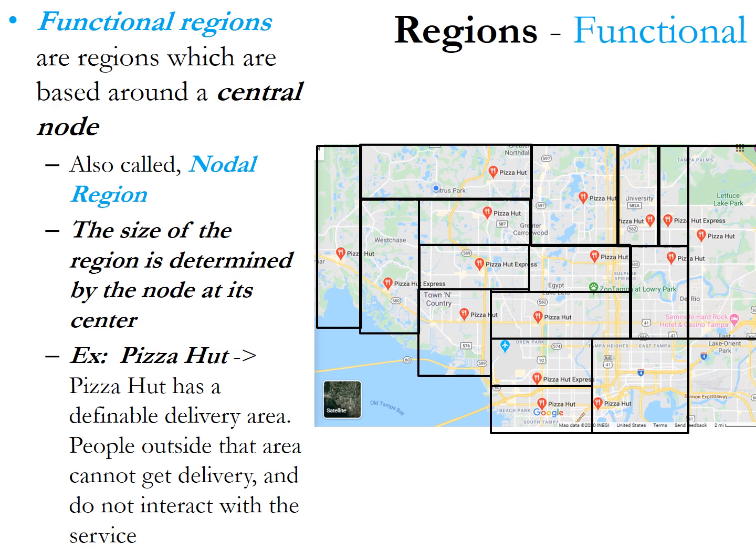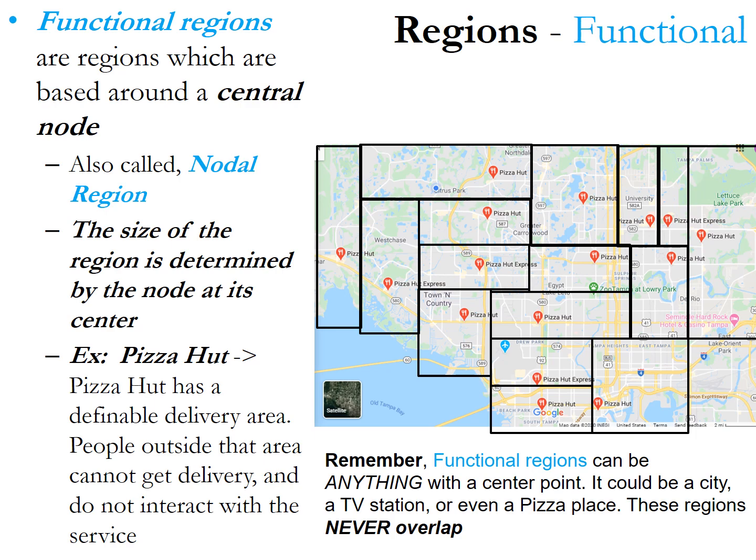Now, a functional region is a little different. Functional regions are based around a central node or a central point. It's called a nodal region. The size of the region is determined by the node. How much influence does that node have in the surrounding area? So I use the example of Pizza Huts because it's a pizza place. We know there's tons of them everywhere. And I pulled up this Google Maps of Pizza Huts in the area, and the squares I put on are my own. I just put that to show you. But if you notice, yeah, all the regions are different sizes, but none of them overlap.